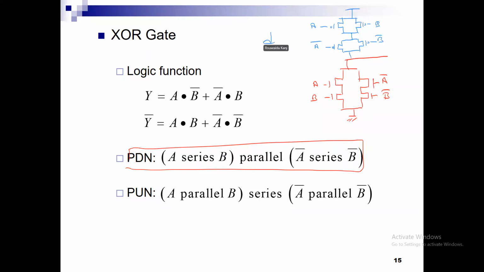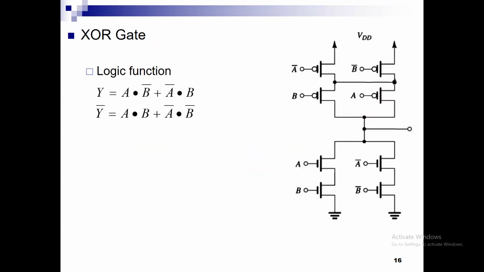This is the pure dual, and if you notice, in the pure dual we maintain the same inputs in this branch. So the dual will maintain the same types of inputs applied to the P and to the N. Let us see in the slides how they implemented this.